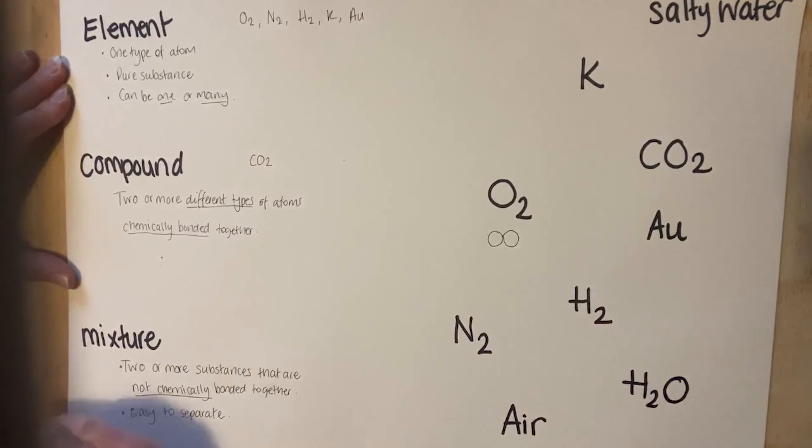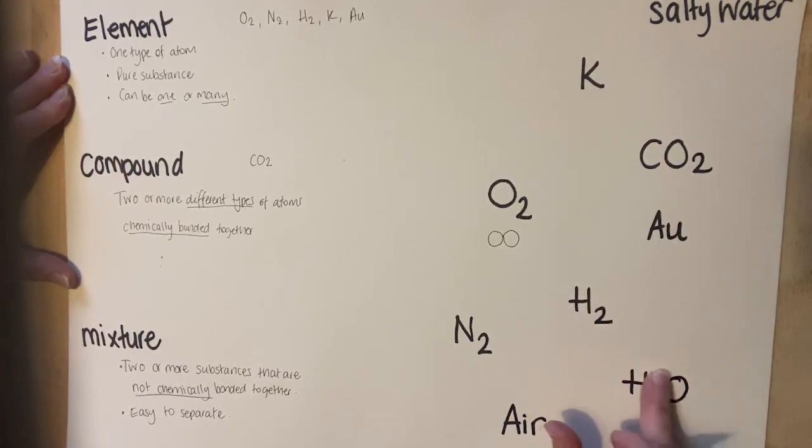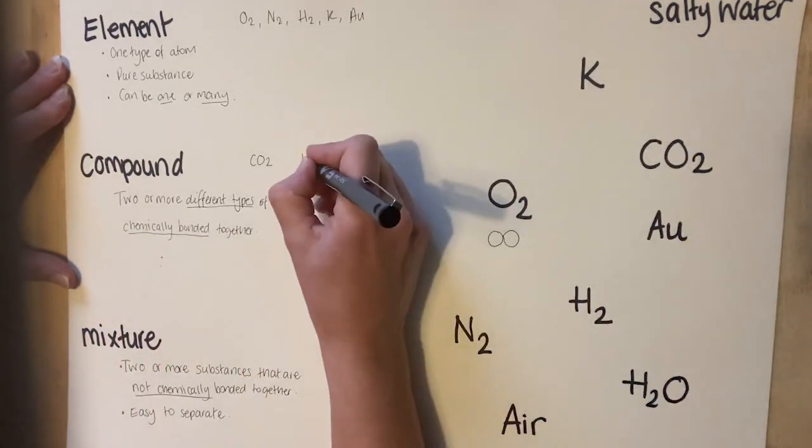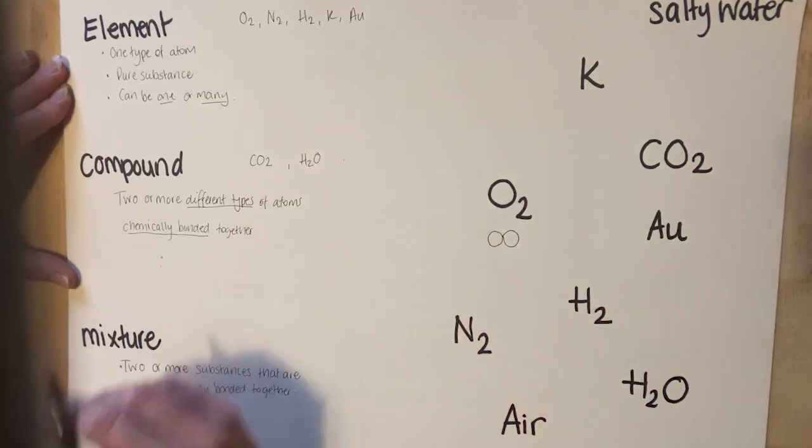Okay. Next one, we've ruled these out as elements. Next one, H2O. Two different types of atoms. They're all bunched together, which means that they are chemically bonded together. And this also fits with our description of a compound. So two or more different atoms, yes. Chemically bonded, yes. H2O. Good.